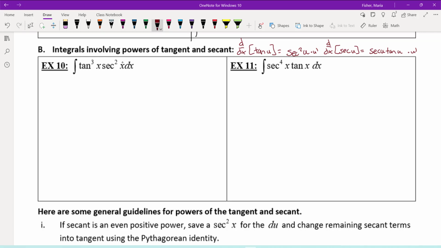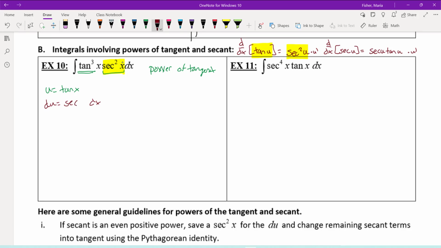Number 10, the indefinite integral of tangent cubed x secant squared x dx. Secant squared x, well, isn't secant squared just the derivative of the tangent? Yes, so if you have a secant squared, then you're a power of the tangent. Why? Because if you let u equal the tangent of x, its derivative would be secant squared of x dx.